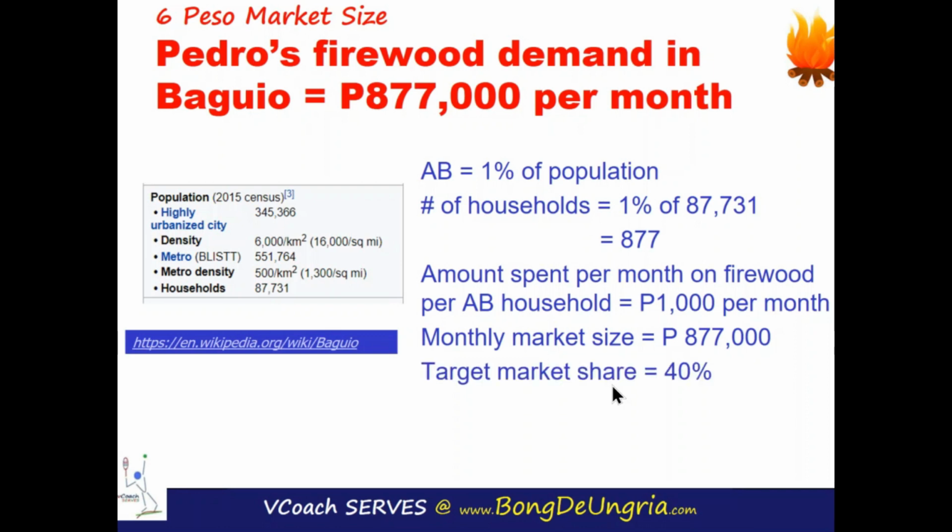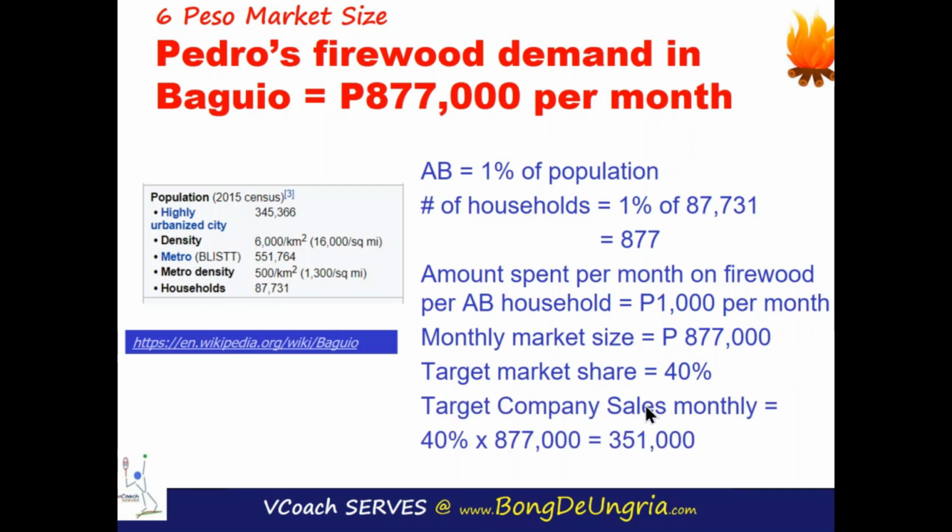Now, the target market share that WWW can aim for, given there are four competitors, can be 40%, and that would make the potential or target company sales on a monthly basis to be 351,000. So multiply that by 12 months. The total revenue of this company for firewood would be around 4.2 million.